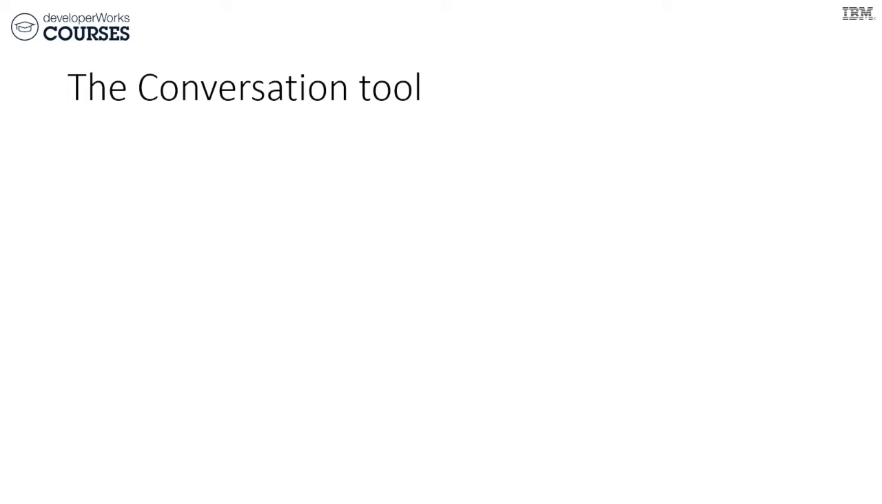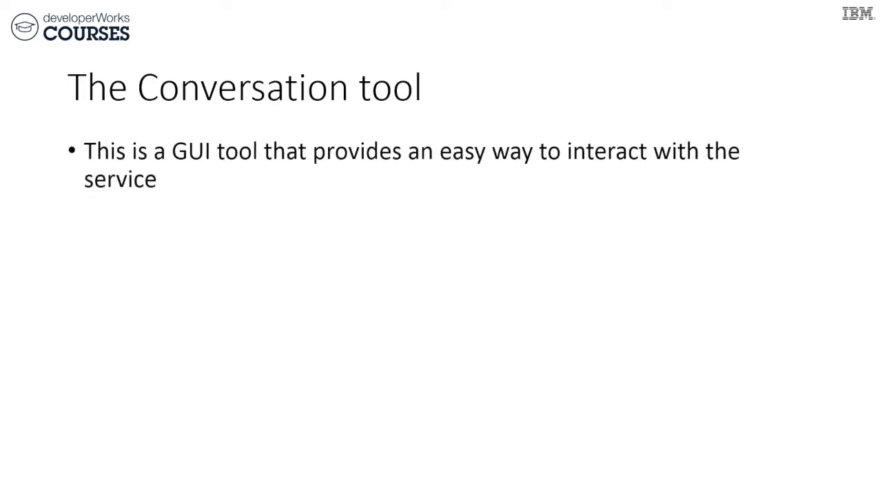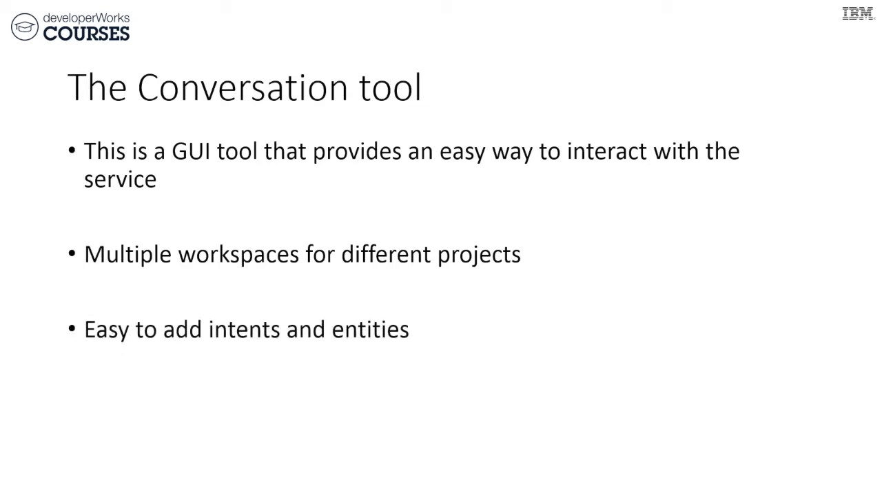Before we move on to the lab, I'd like to introduce the conversation tool that we'll be using. The conversation tool's interface is easy to learn and easy to use. In the tool, you can separate your conversation projects by creating a different workspace for each one. This allows you to use the same service for different applications. The tool's simple interface makes it easy to add intents and entities wherever you choose. All you need to do is add the intent or entity, provide examples, and allow some time for Watson to train on the newly supplied data.